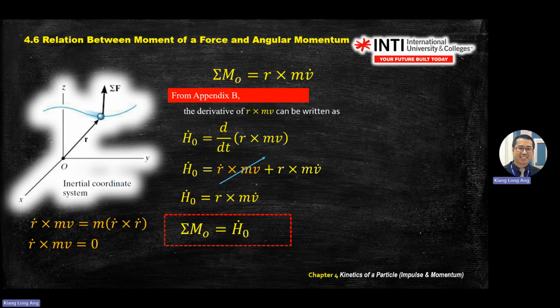Okay, so here it arrives at r cross m v dot equal to H dot. H dot means the time differential of your angular momentum. So this M equal to H dot.